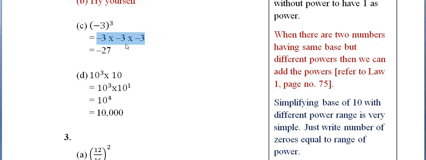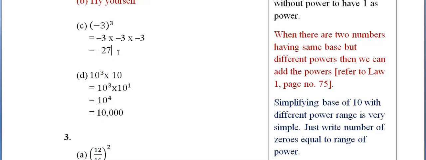So 3 into 3 into 3, but all these 3's are negative. First you just multiply the numbers. We will look after the negative sign afterwards. So 3 into 3, 9. 9 3's are 27. Here, minus into minus will be plus, and plus into minus will be minus. So you will finally write it as minus 27.